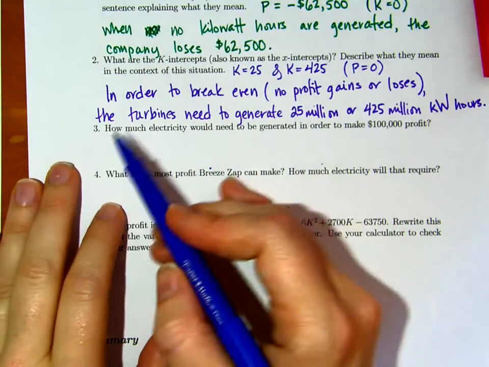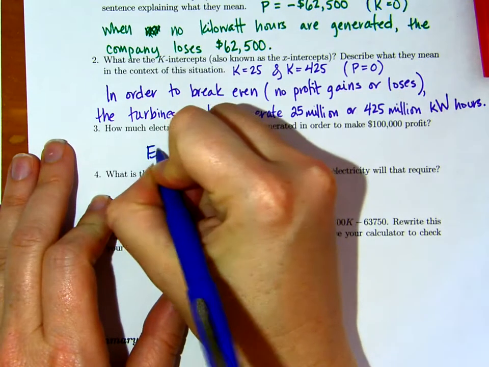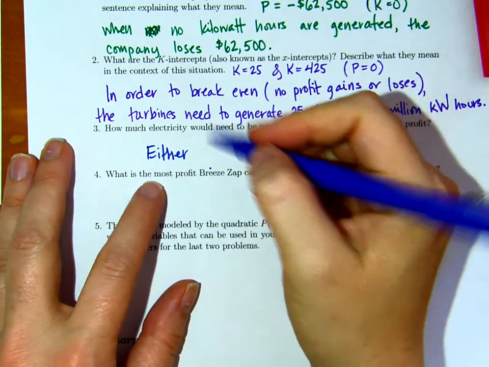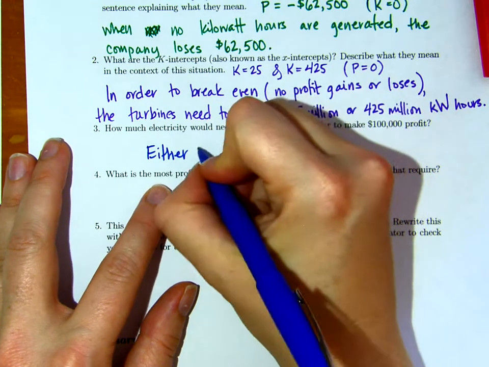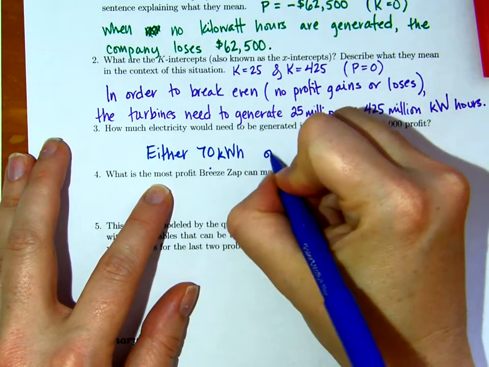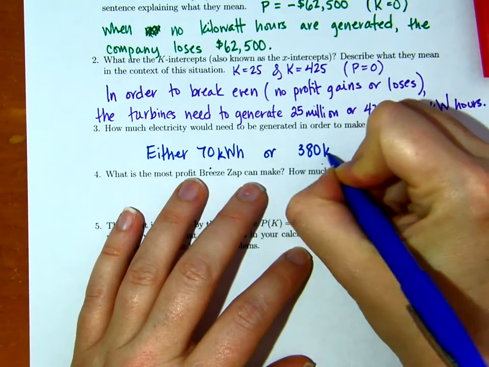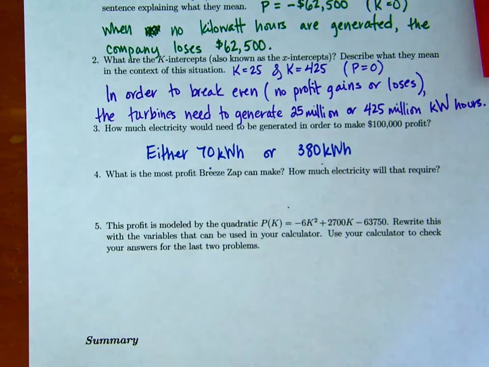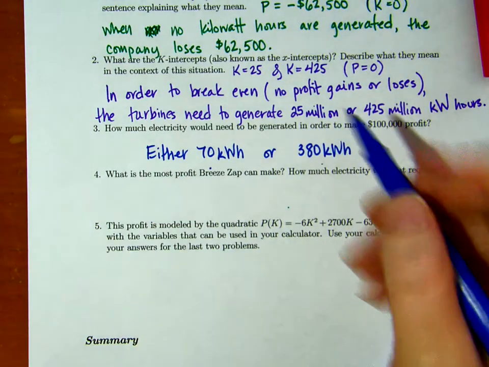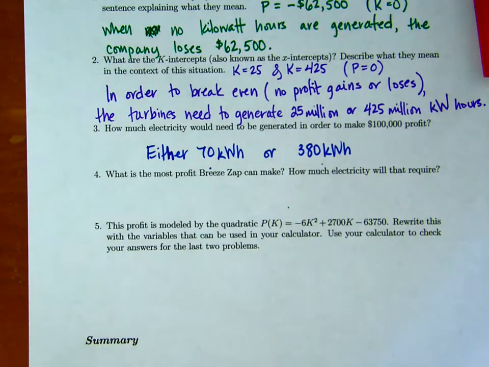So how much electricity would need to be generated? So either, what did we get? We got 70 kilowatt hours or 380 kilowatt hours. And that would bring us in $100,000 of profit. What is the most profit BreezeZap can make? How much electricity is that?